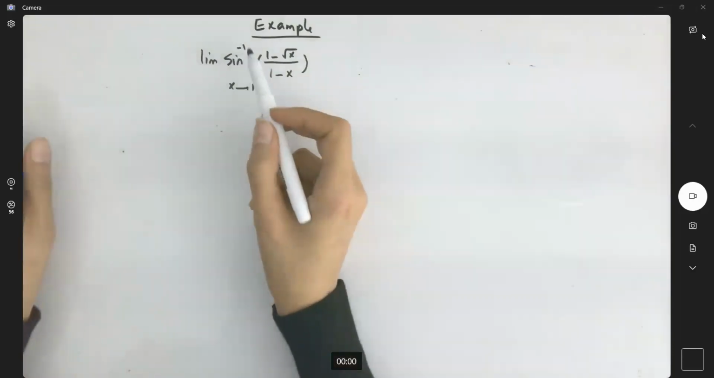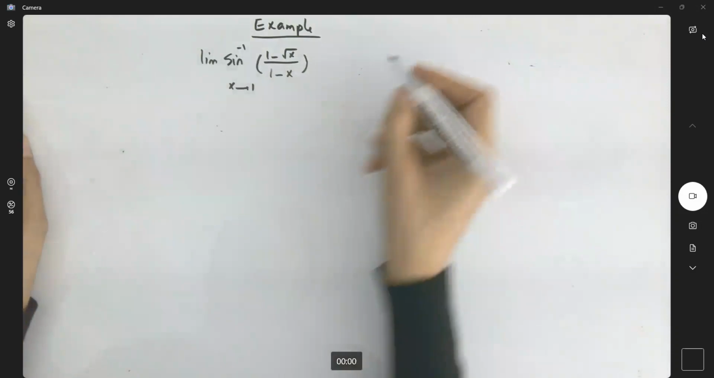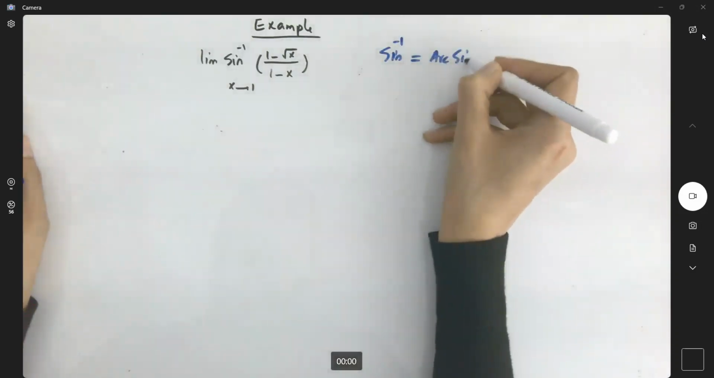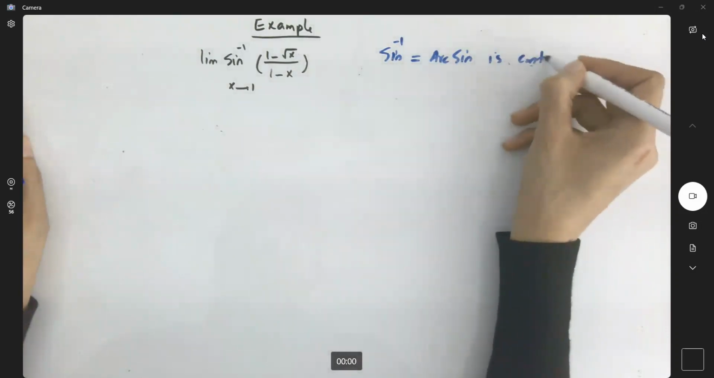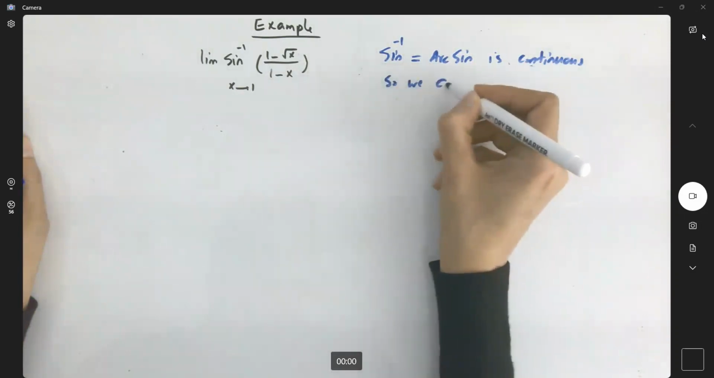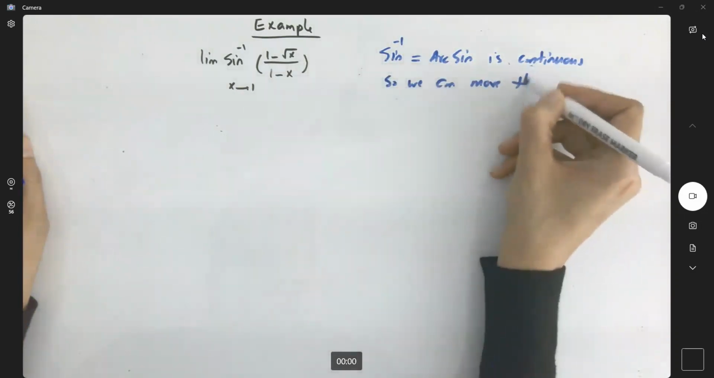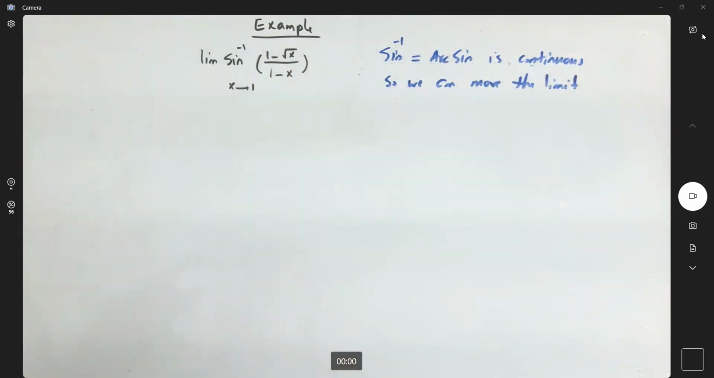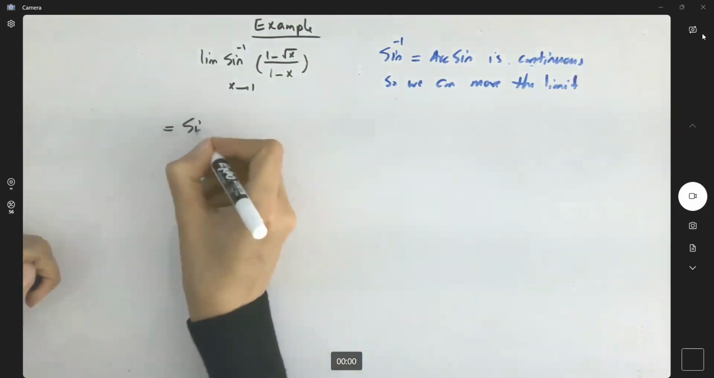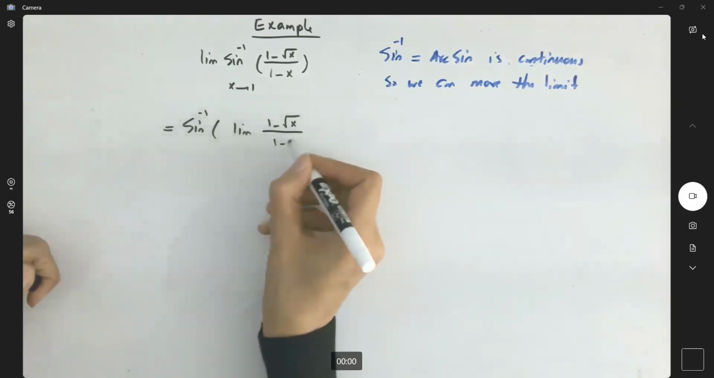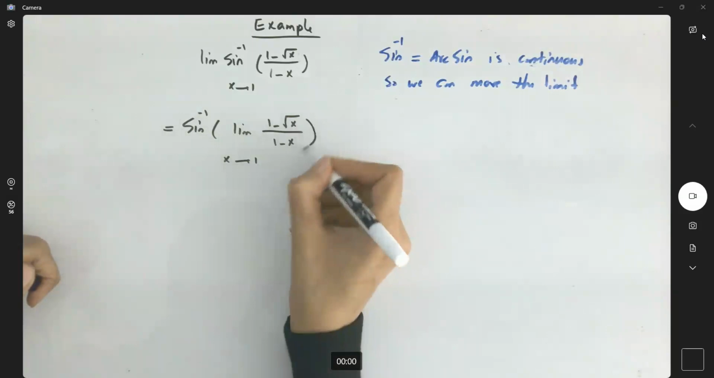Since arc sine, or inverse sine, is continuous, we can move the limit. Finding this limit is equivalent to finding the inverse sine of the limit of 1 minus square root of x divided by 1 minus x as x approaches 1.